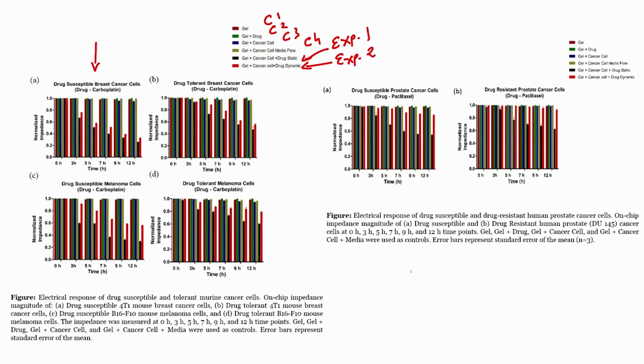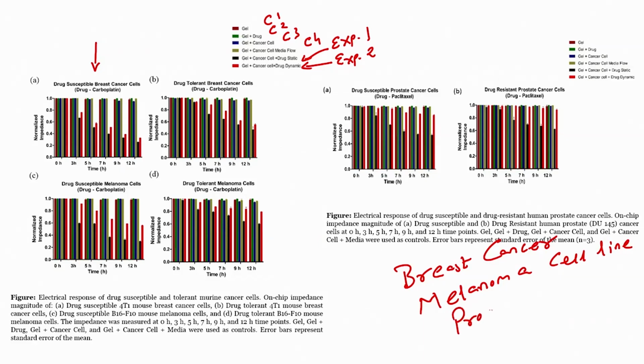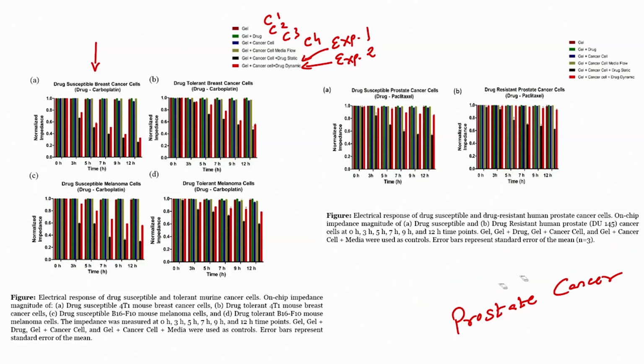Here we have tested 3 different cell lines. First one is breast cancer cell line, second one is melanoma cell lines, melanoma is skin cancer, third one is prostate cancer cell lines. Okay. So, 3 things we have tested: breast cancer, melanoma and prostate cancer.